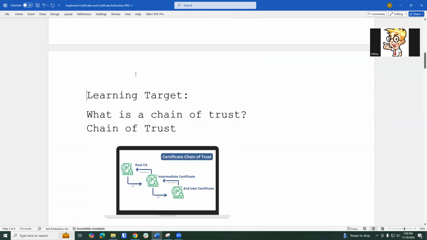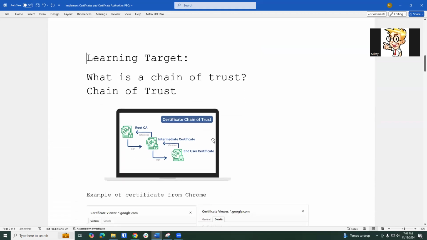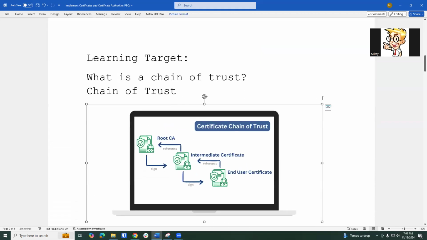Okay. Other concept that we're going to learn is the chain of trust. What is a chain of trust? Well, a chain of trust is just saying who you are and proving it.